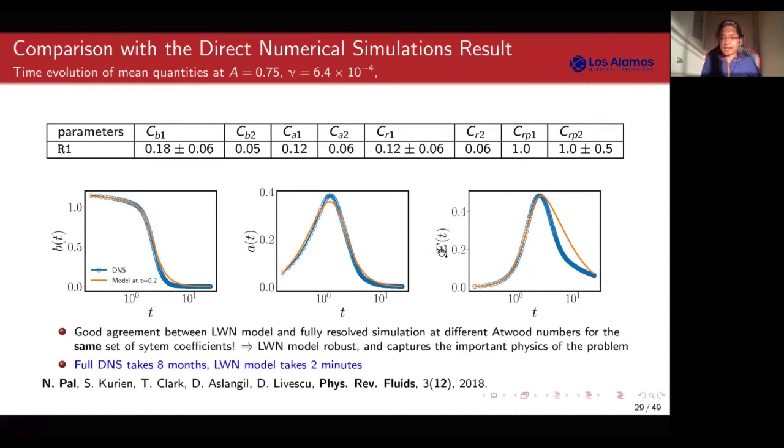Here is the kinetic energy. The decay part is not very well captured in the model, but that is due to the numerical diffusion in DNS, and we are trying to address that in future studies.